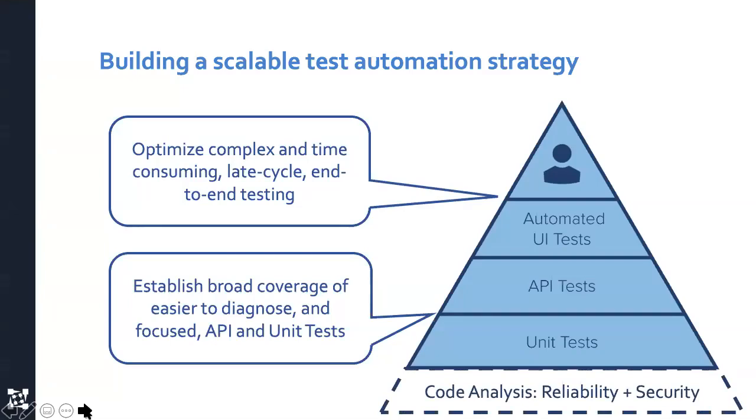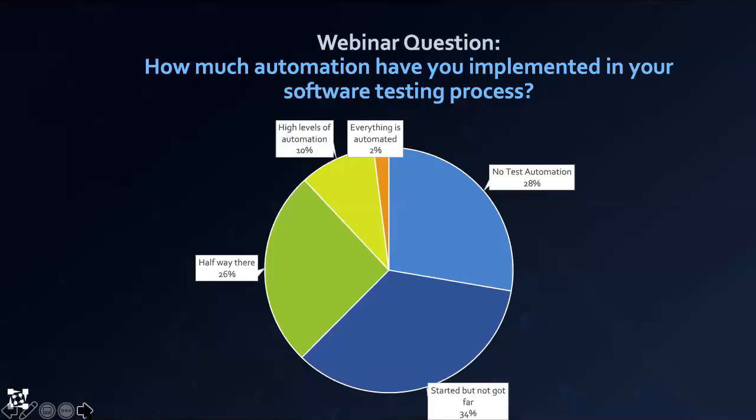Now, one thing that the testing pyramid does not address is the code that it's built on top of. This is how we can build quality into the application, making sure that the code, through the use of advanced code analysis, is reliable and secure. And we'll talk about the specifics of that in a moment.